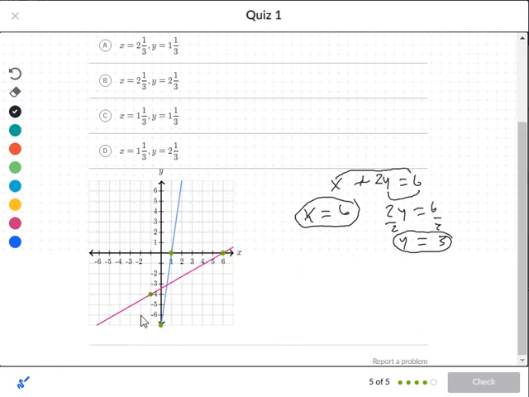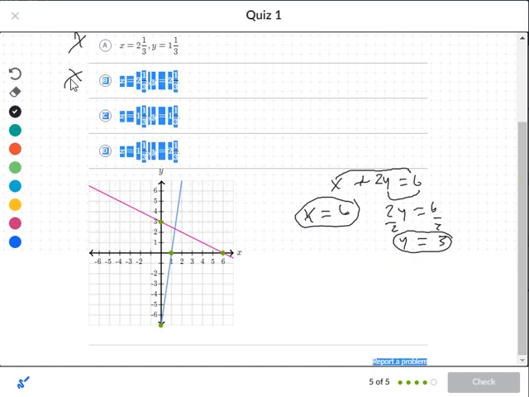So x is 6 and y is 3. Now notice it's not exact, so when we look at this we see that it's a little bit past 1 on the x. So a little bit past 1 on the x, so right away we can get rid of a and b because it's past 2 and we're not even close to the 2, so those are out.